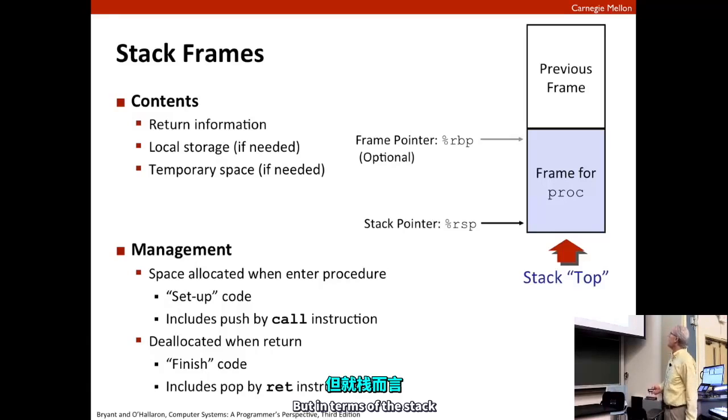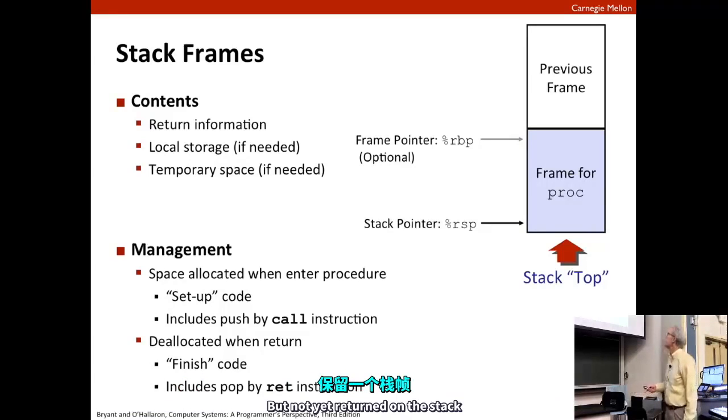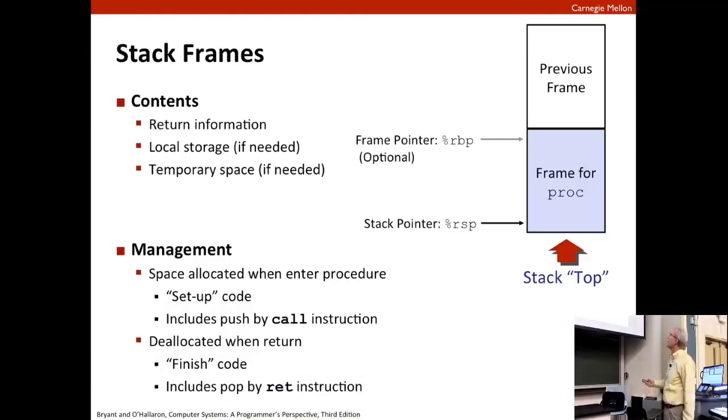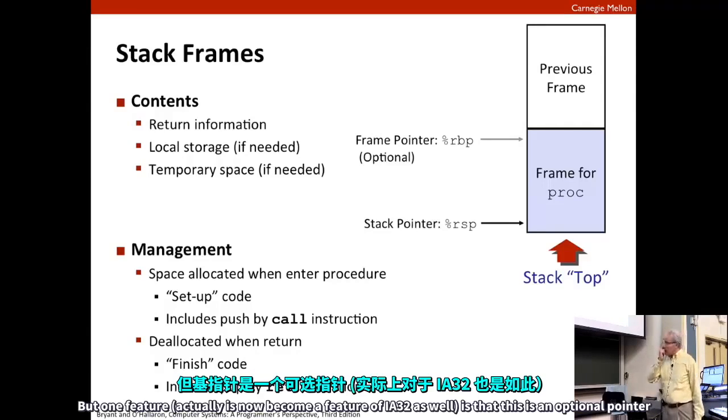But in terms of the stack, all we need, we'll keep a frame for every procedure that has been called but not yet returned on the stack. And in general, this stack is delimited by 2 pointers. One is the stack pointer, which we're familiar with. And then there's another called the base pointer, which register RBP indicates.